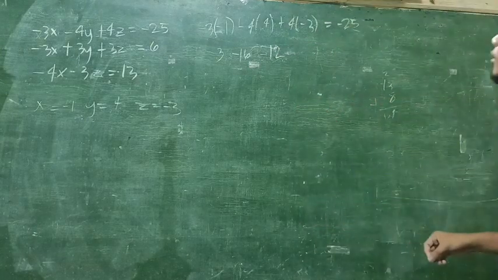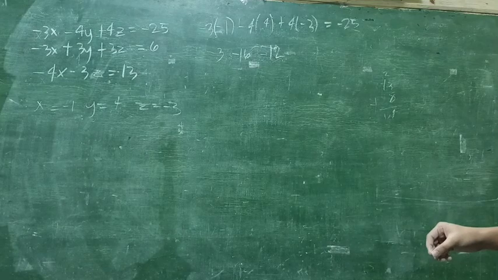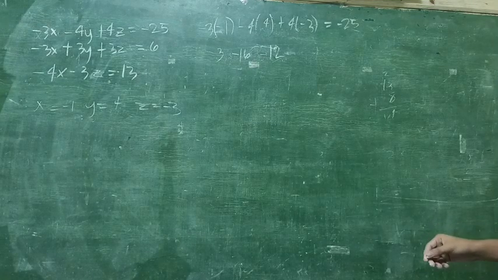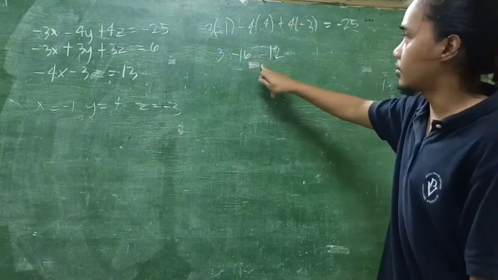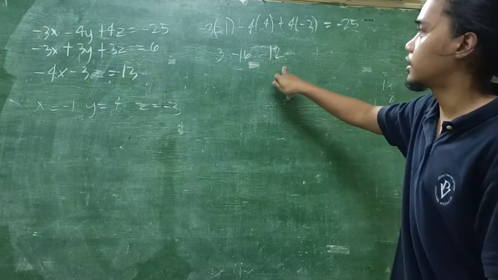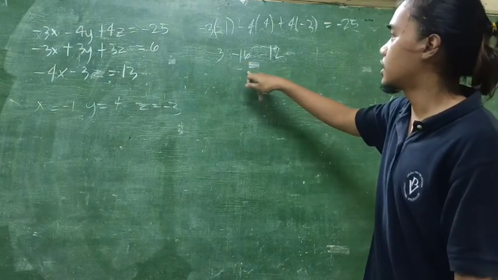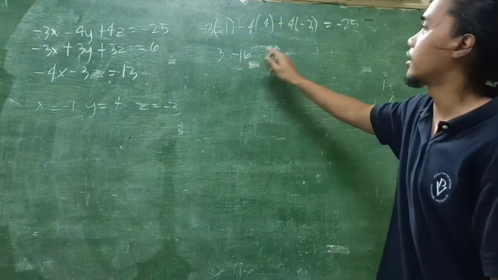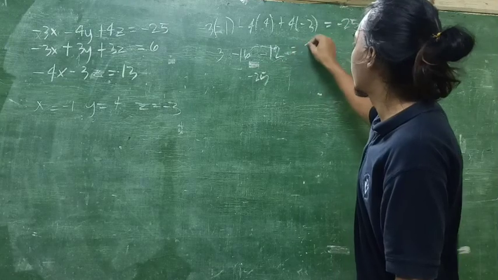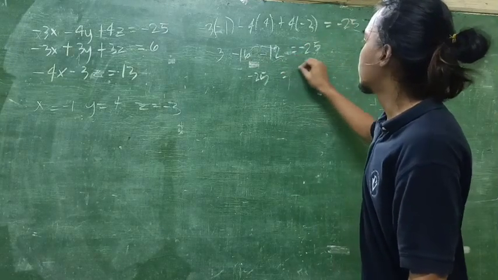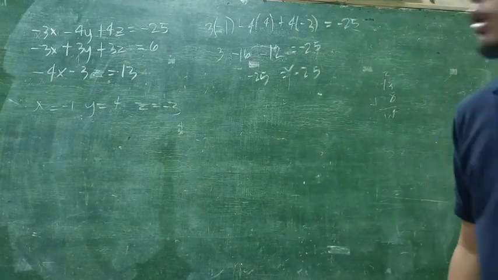Let's see if we got it right. 3 minus 16 is negative 13. Negative 13 minus 12 is negative 25. So negative 25 is equal to negative 25. So it is correct.